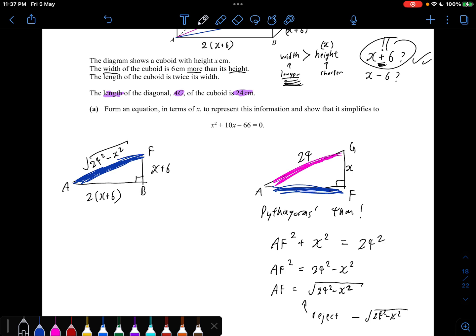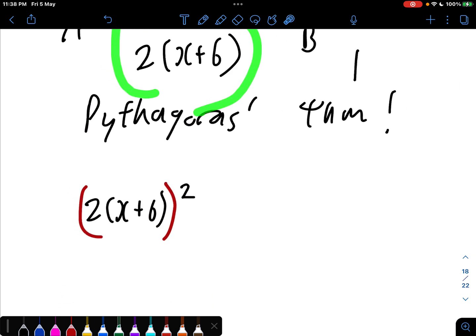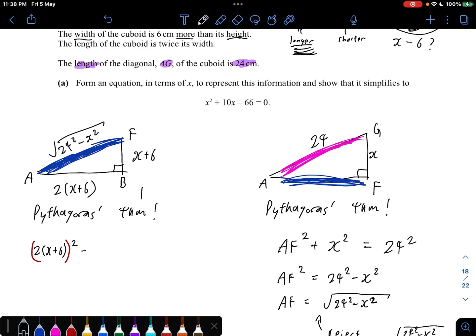With this diagram, I can now use Pythagoras theorem again. And I end up with 2x plus 6 square. This notation is wrong. You're missing a pair of brackets. This square, you must have an extra pair of brackets. Why? Because you're going to distribute the 2 into each of the factors. 2 square times x plus 6 bracket square later. Just be careful of that. Then plus x plus 6 bracket square equals the square root expression for AF.